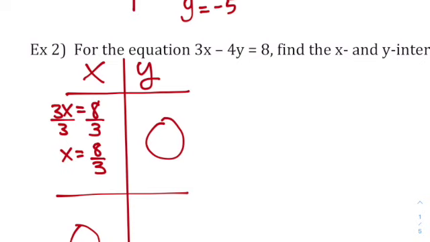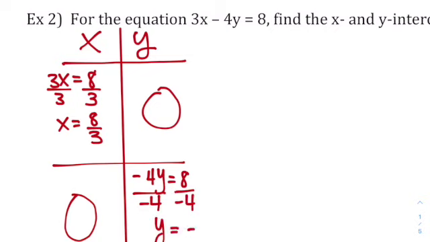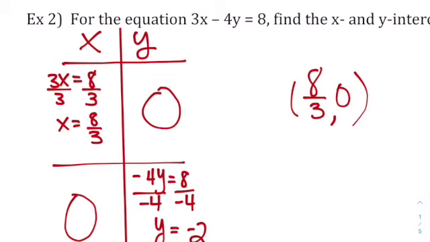And then for the other one, x equals 0. So if x equals 0, 3 times 0 is gone. So you literally just have -4y equals 8. Divide by -4 on both sides. y is just equal to -2. And your ordered pair is going to be 8 over 3, comma 0. And on the bottom is going to be 0, comma -2.